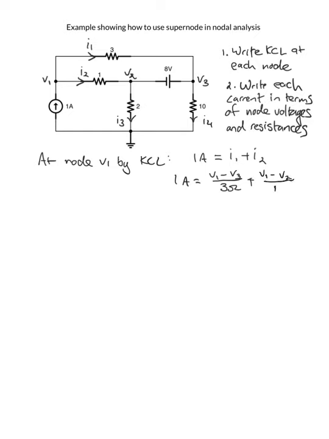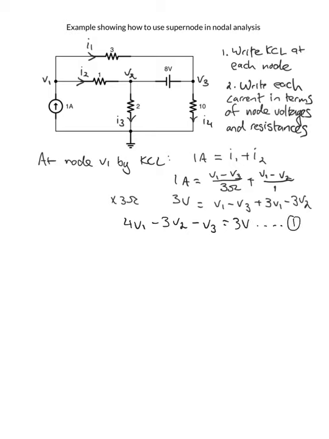And now we're going to multiply that all by 3 ohms, so we get 3 volts is equal to V1 minus V3 plus 3V1 minus 3V2. And if we gather like terms together, we get 4V1 minus 3V2 minus V3 equals 3 volts. And that's the first equation that we need to solve for all the unknown node voltages.